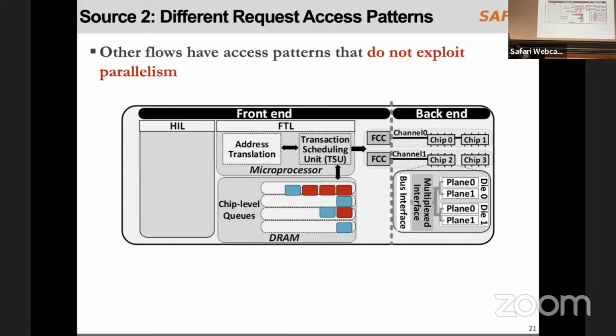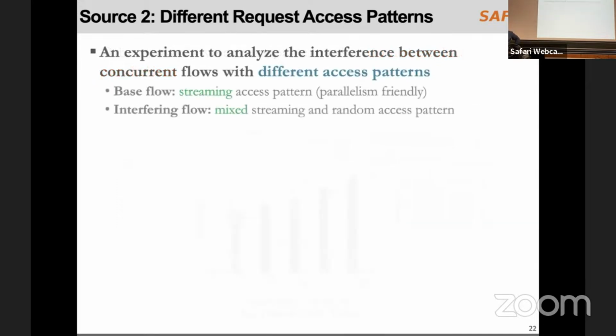But because of the red flow here, this blue request also needs to wait a lot. And that's the reason. Basically, we can say that the blue request is experiencing a lot of slowdown because of the red flow. The red flow doesn't really experience much because it has that problem. It doesn't really have good chip level parallelism. But the blue one has. But unfortunately, the blue one also cannot benefit from chip level parallelism because of the red flow that we have here. So it's another source, and we show it with some results as well.